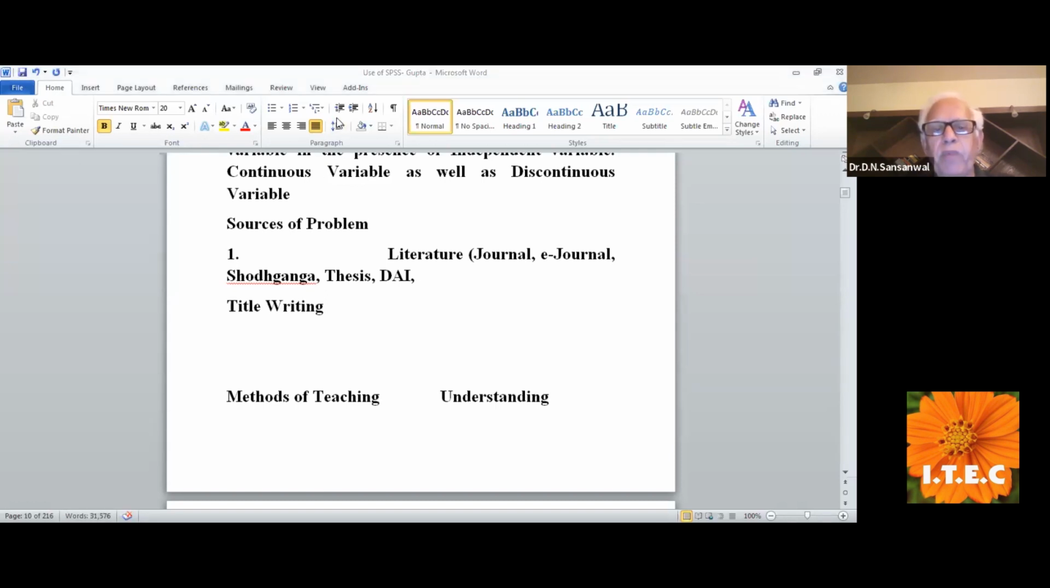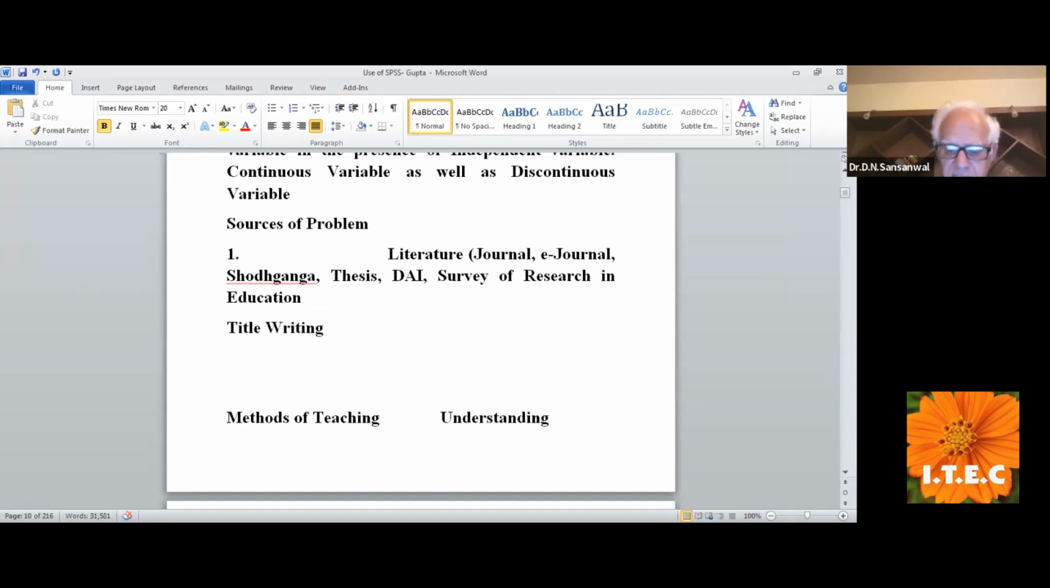And if some of you are from education, is anyone from education amongst the participants? Now, in education, all researches conducted all over India have been abstracted and classified, and they are available in the form of Survey of Research in Education. And these surveys are available on the NCERT website.